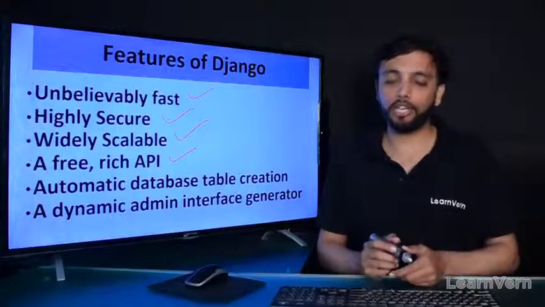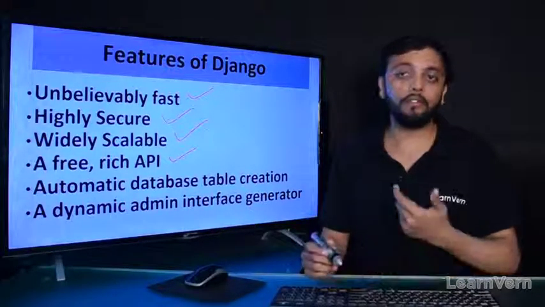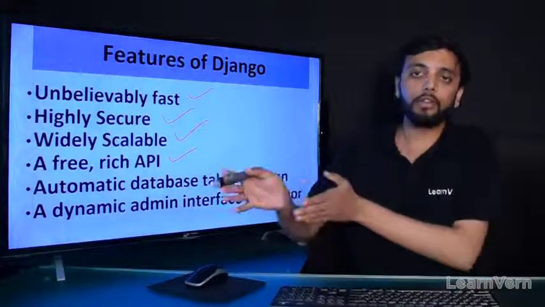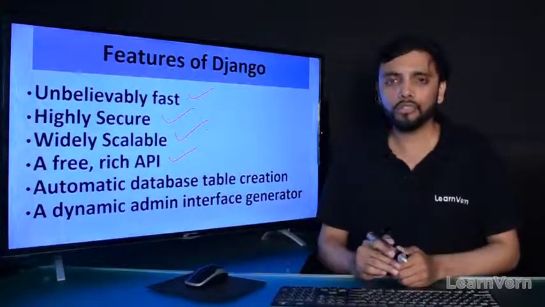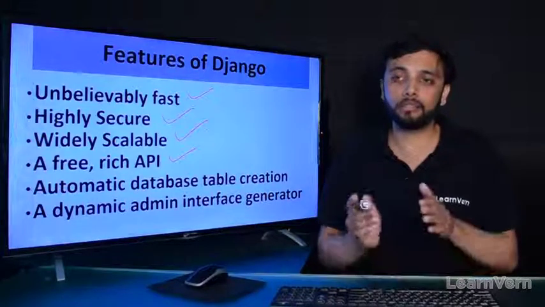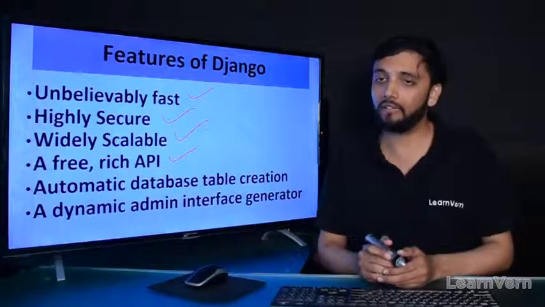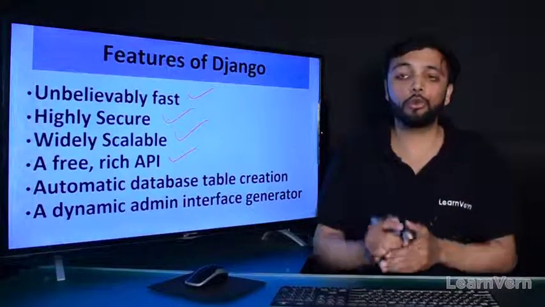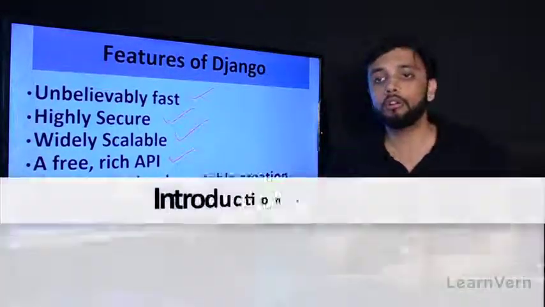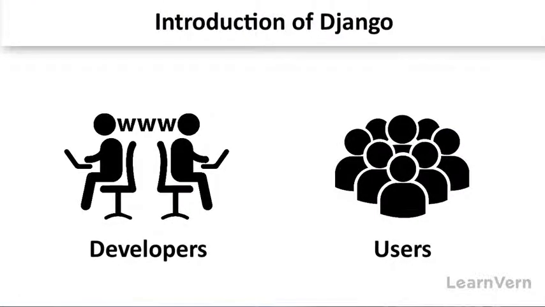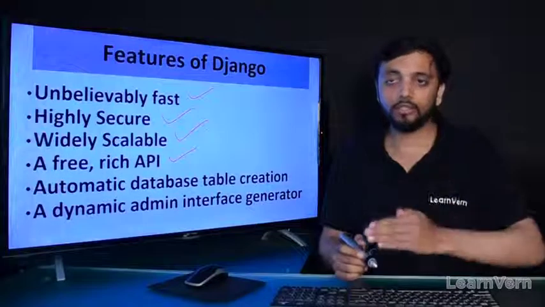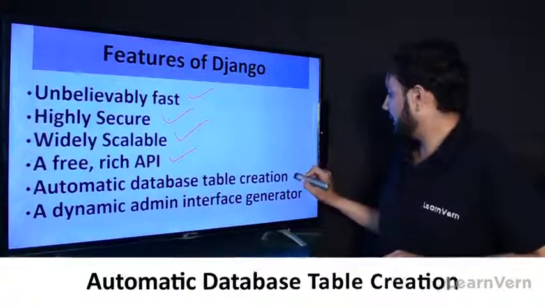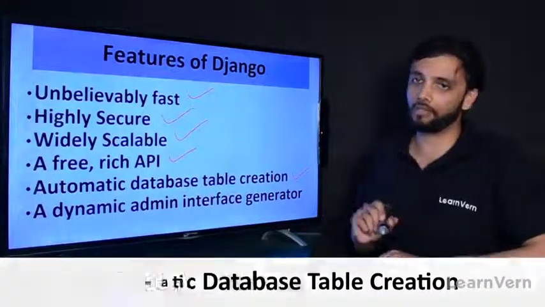When you install Django with one command, which we will look at later on, Django provides its default Python API, which is the GUI that Django provides for the developers and the users. Another main feature of Django is automatic data table creation.